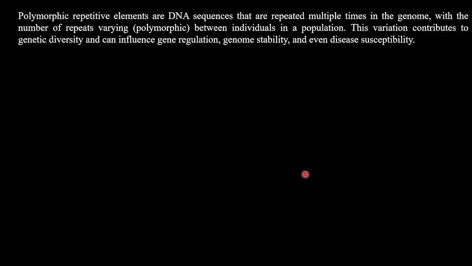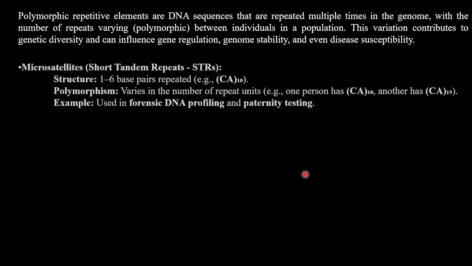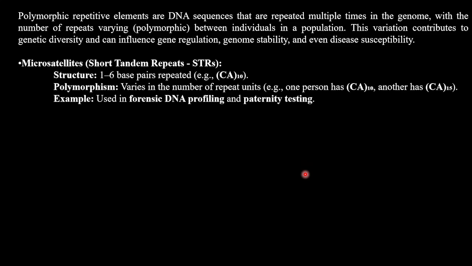Now coming to the repetitive DNA sequences, if there is a polymorphism in the repetitive sequences, polymorphic repetitive elements are DNA sequences that are repeated multiple times in the genome, with a number of repeats varying between individuals in a population. So one individual can have 50, one individual can have 500.